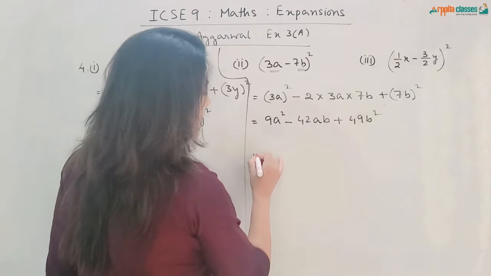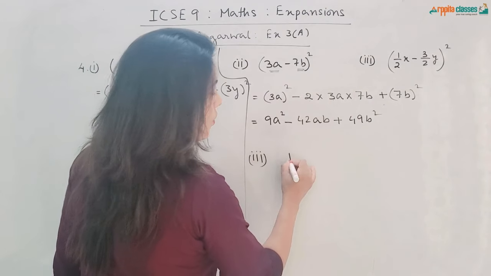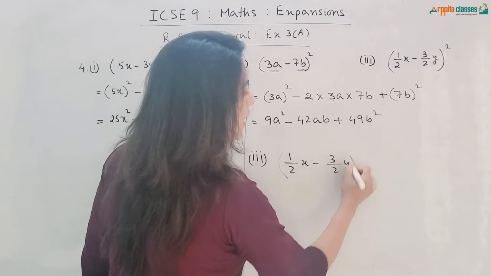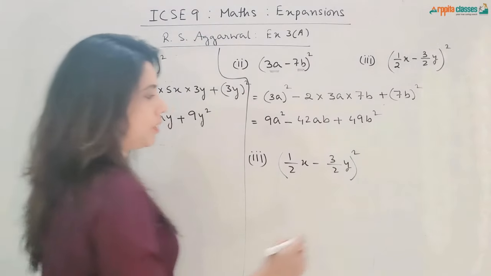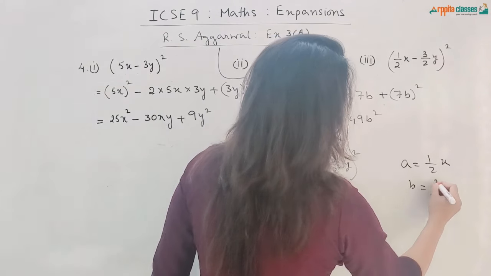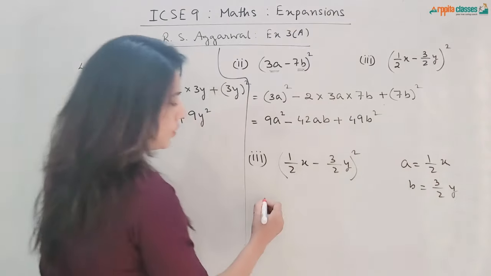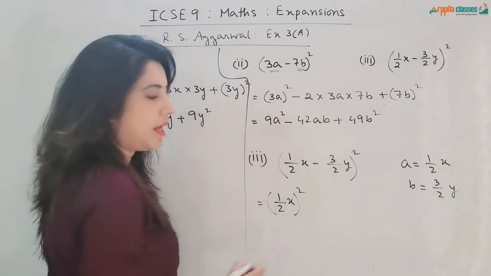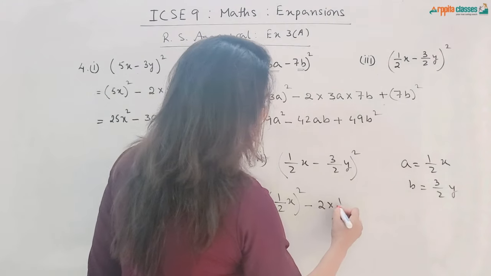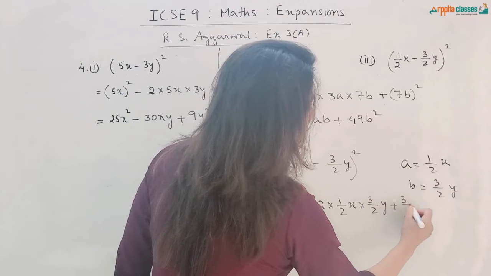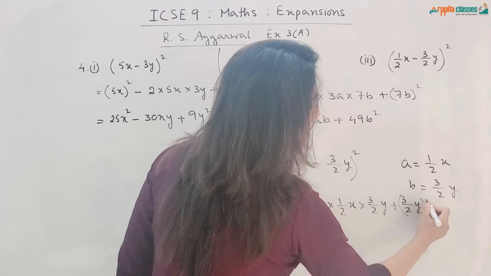Come to the third sum. I am writing the third sum here. 1 by 2x minus 3 by 2y the whole square. This is in the form of a minus b whole square, where your a is 1 by 2x and b is 3 by 2y. So you are going to write a square, that's 1 by 2x the whole square, minus 2ab, 2 into 1 by 2x into 3 by 2y, plus b square, that's 3 by 2y the whole square.